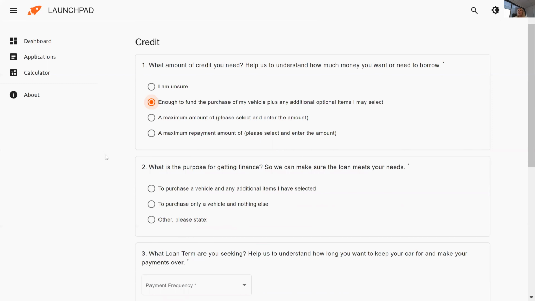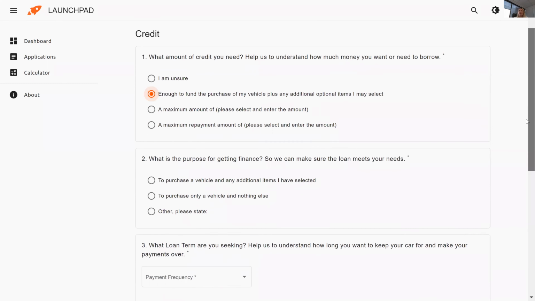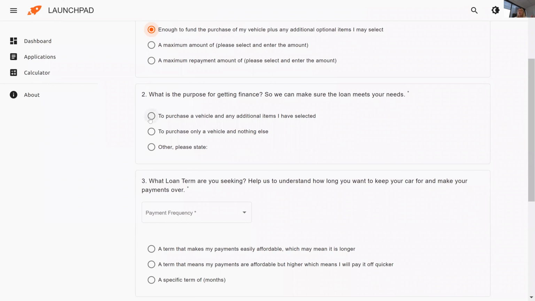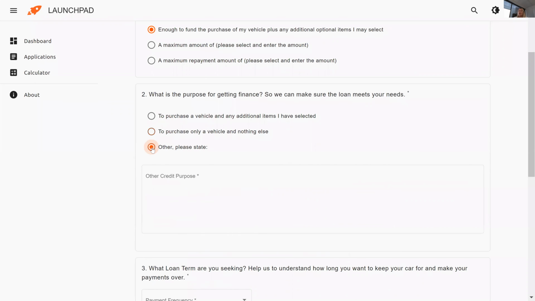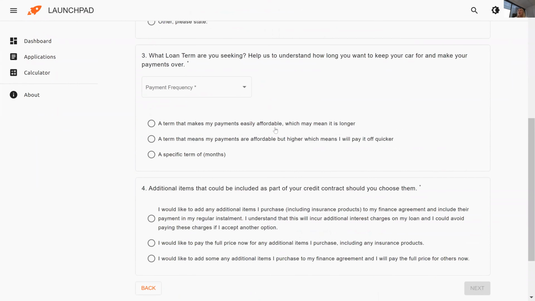What is the purpose for getting finance? Okay, this one's pretty standard: to purchase a vehicle and any other additional items, i.e. could be mechanical breakdown, could be the CCI and GAP or any other charges, bull bars, etc. Or to purchase the vehicle and nothing else. Maybe you don't want any other products, or you'll pay cash for some of them. Again, these are all driven from the CCCFA regulations that we have to ask our customers. Okay, if there's any other information, you can pop that in there.